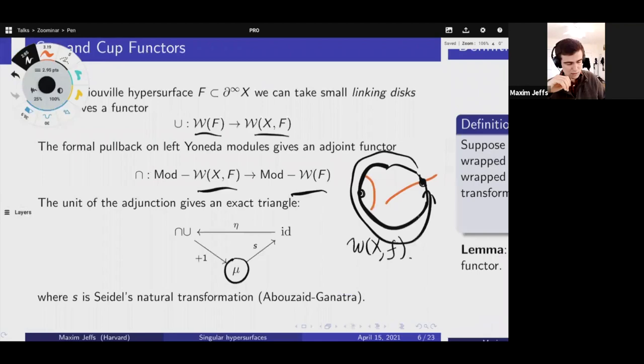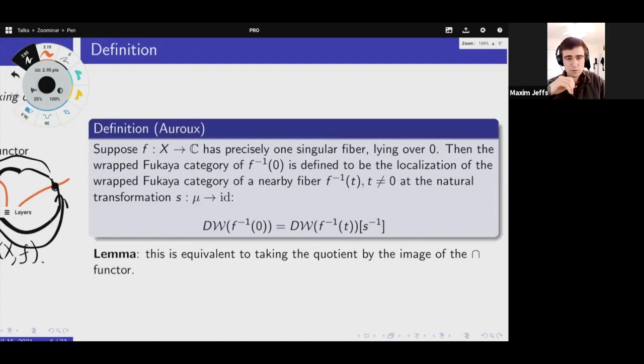So given some family X over C with precisely one singular fiber, and the singular fiber lying over zero is the one we want to define the wrapped Fukaya category of, then the wrapped Fukaya category is the localization of the wrapped Fukaya category of this nearby fiber, which is smooth, at the natural transformation S. So I've formally written it like this.